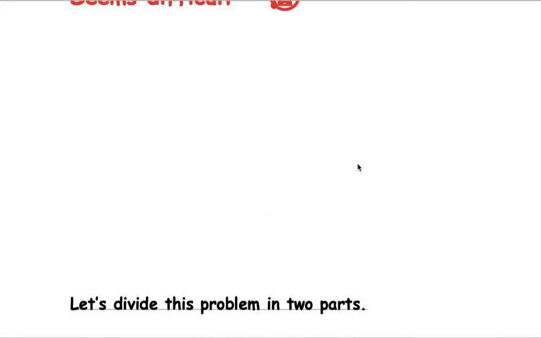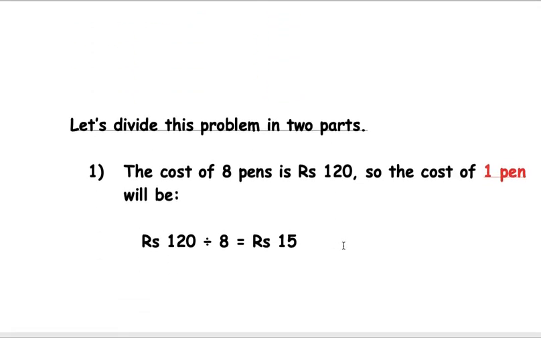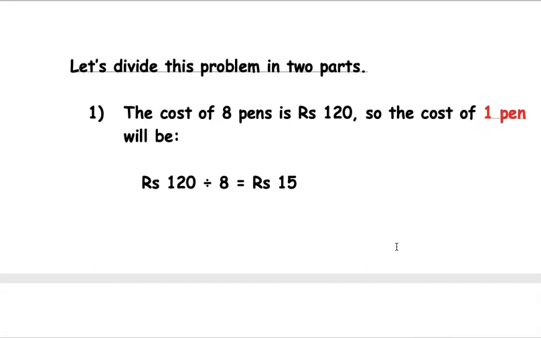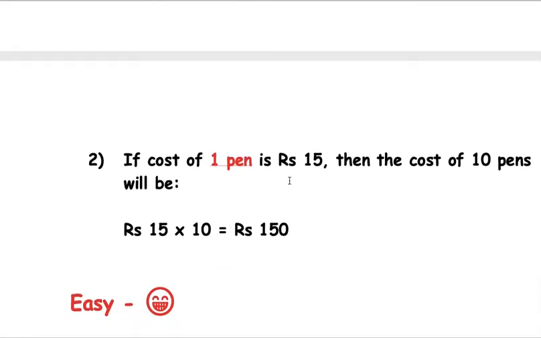But in the given problem, children, we have to find out cost of 10 pens. Now here we have calculated cost of 1 pen. So with the help of cost of this 1 pen, we can easily calculate cost of 10 pens. If cost of 1 pen is rupees 15, cost of 10 pens will be 15 into 10, rupees 150.